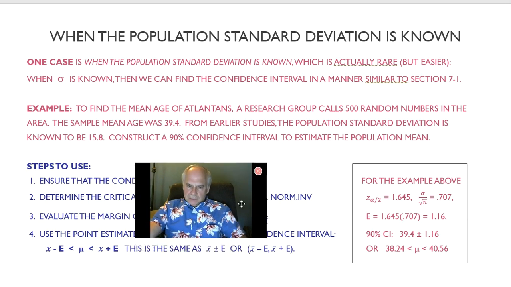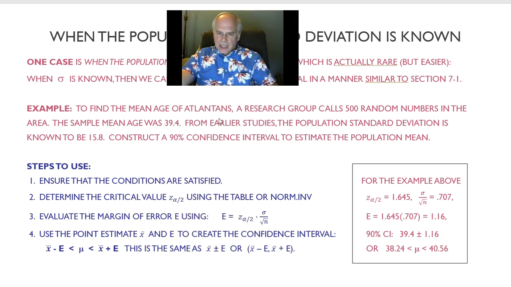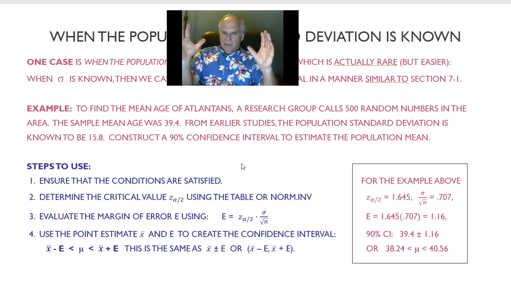So here's an example. To find the mean age of Atlantans, so we talked about this already, a research group calls 500 random numbers in the area. The sample mean age comes out to 39.4. So let's say that you take a sample of 500 Atlanta residents, and the average age is 39.4.